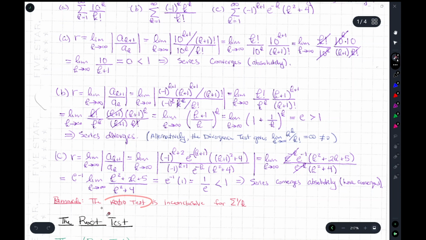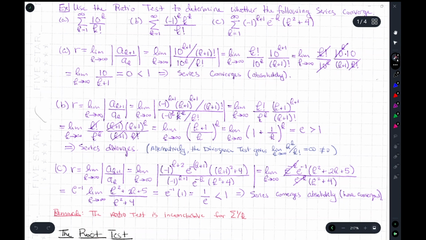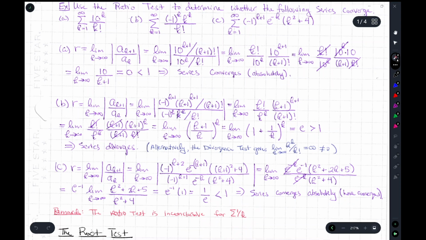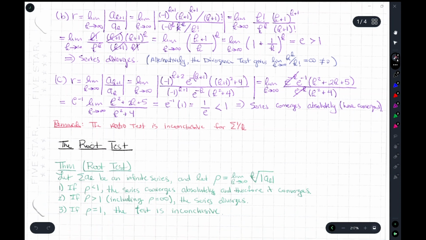I make a remark here that the ratio test is inconclusive for 1 over k. You could, as a practice problem, take the ratio of 1 over k plus 1 divided by 1 over k, and you should get that the limit is 1. Hence here's just an example of a series that the ratio test is inconclusive for, but we know that this harmonic series diverges by the p-series test that we looked at.